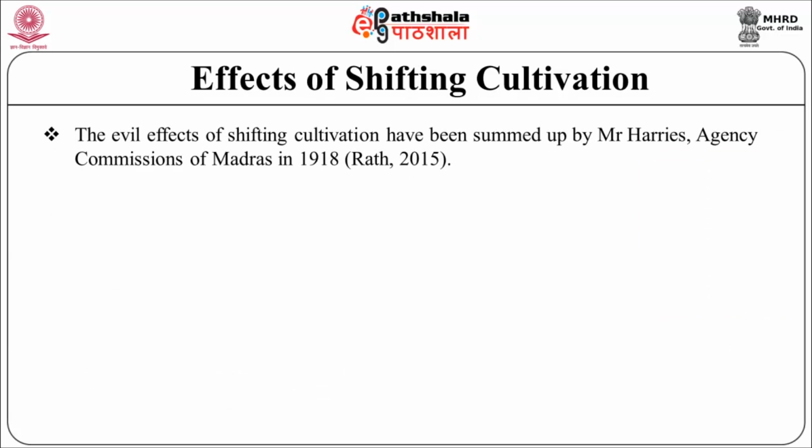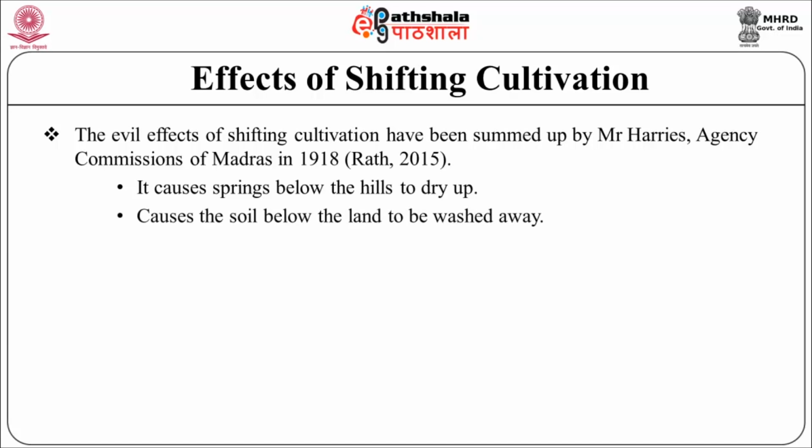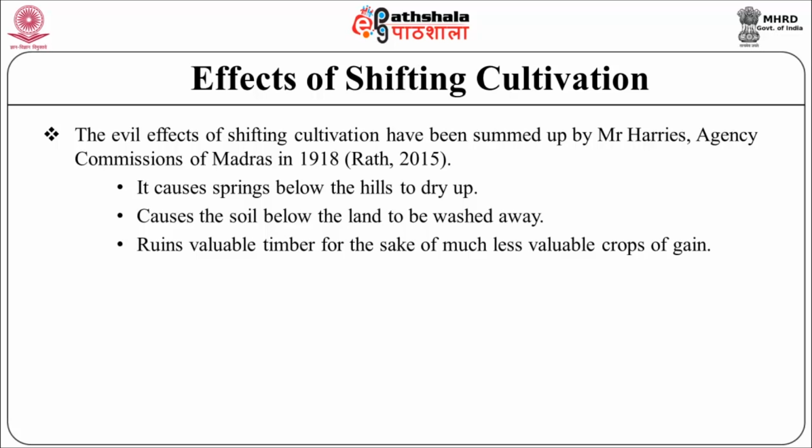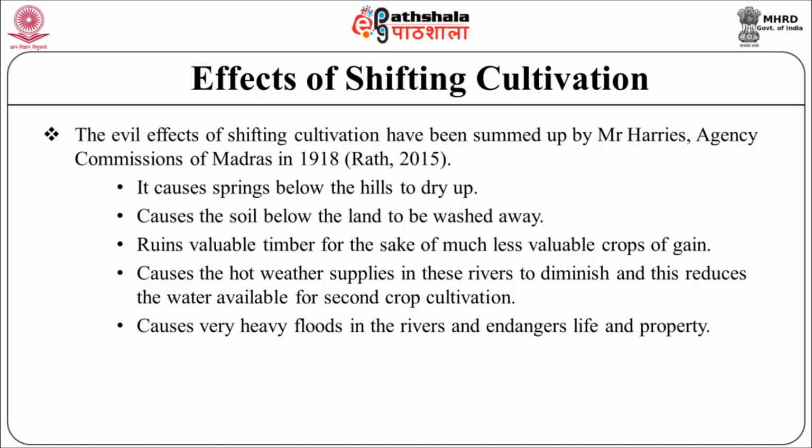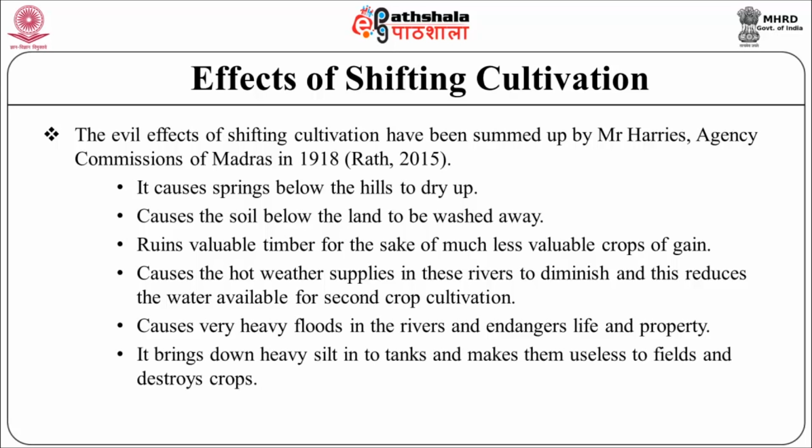The evil effects of shifting cultivation have been summed up by Harris from the Agency Commission of Madras. According to him, it causes springs below the hills to dry up. It causes the soil below the land to be washed away. It ruins valuable timber for the sake of much less valuable crops of grain. It causes the hot weather supplies in the rivers to diminish and thus reduces the water available for second crop cultivation. According to him, the cultivation causes very heavy floods in the rivers and endangers life and property. It also brings down heavy silt in the tanks and makes them useless to the fields and destroys the crops.